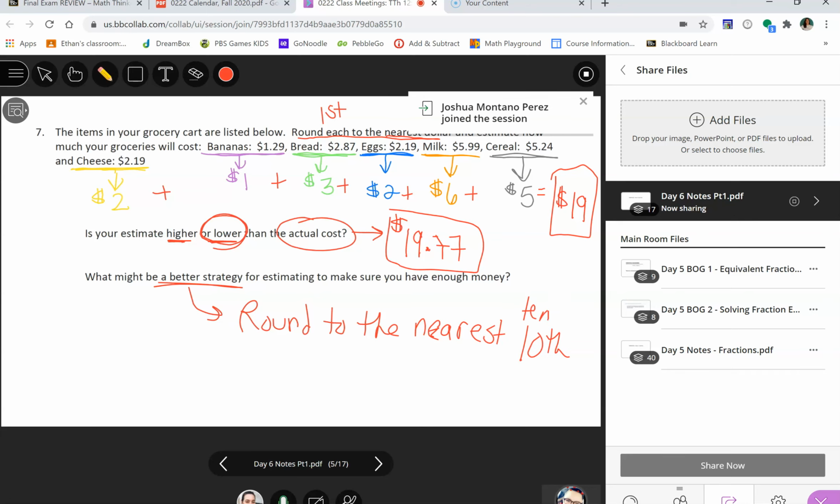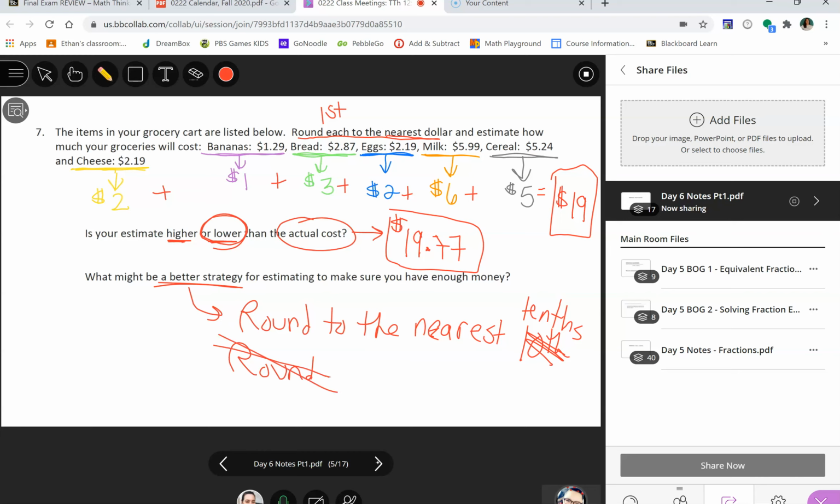Oh, I should write it out. Maybe round to the nearest 10th would be better. Or maybe just find the exact answer, right? To make sure you have enough money. But the more carefully you round, the closer your estimate would be to the actual amount. Or if you rounded to the nearest penny, then it'd be the exact amount. All of these are to the nearest penny, right? But rounding to the nearest 10th might be a better strategy. Just rounding to the nearest dollar kind of rounded the numbers too much, basically.